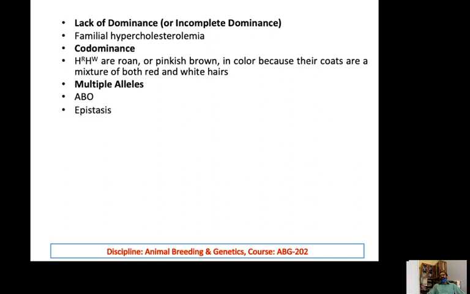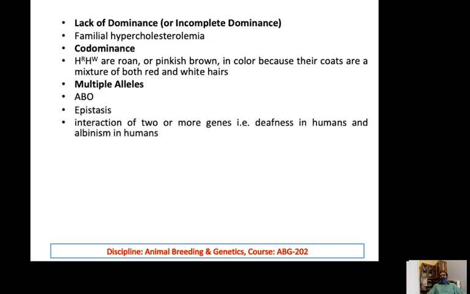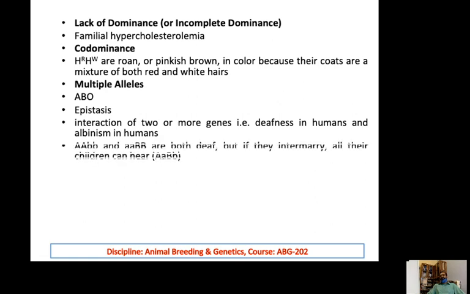Similarly, epistasis. I have just briefly mentioned that. It is the interaction of two or more genes. For example, deafness in humans and albinism in humans. So they are linked, and this is called epistasis. The gene for deafness can affect the expression of the albinism gene and vice versa.